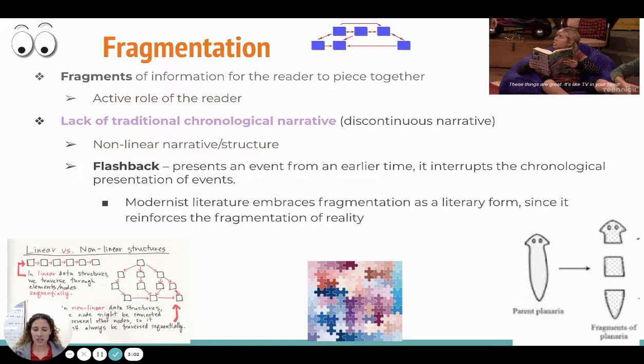Then we have fragmentation. So this was also a postmodern element where you have fragments of information that the author is kind of sprinkling throughout his piece, and you need to pick up each fragment that is left and kind of connect the dots as you go. It means you don't get everything all at once. It puts an active role on the reader because you have to piece information together. So you don't always get this chronological narrative. It could be discontinuous. Maybe there's flashbacks going to an earlier time, interrupting the sequence of events. And so you're putting together these pieces of information.